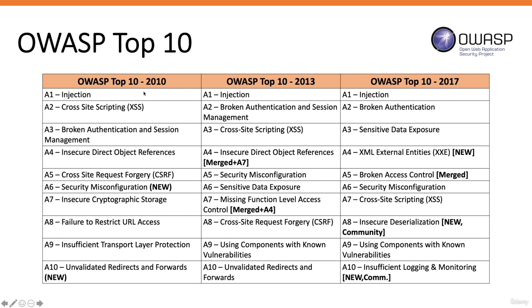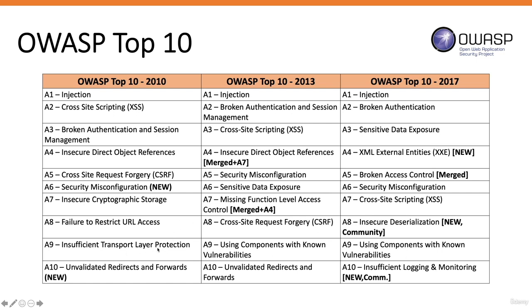So you can see over here, I've got the 2010 list, the 2013 list, and then the 2017 list. And you'll notice that it does change across the years. Cross-site scripting was the second most critical risk to web applications in 2010, then it became the third most critical risk in 2013, and then it dropped all the way to the seventh most critical risk in 2017. And you'll see some of them completely disappear.